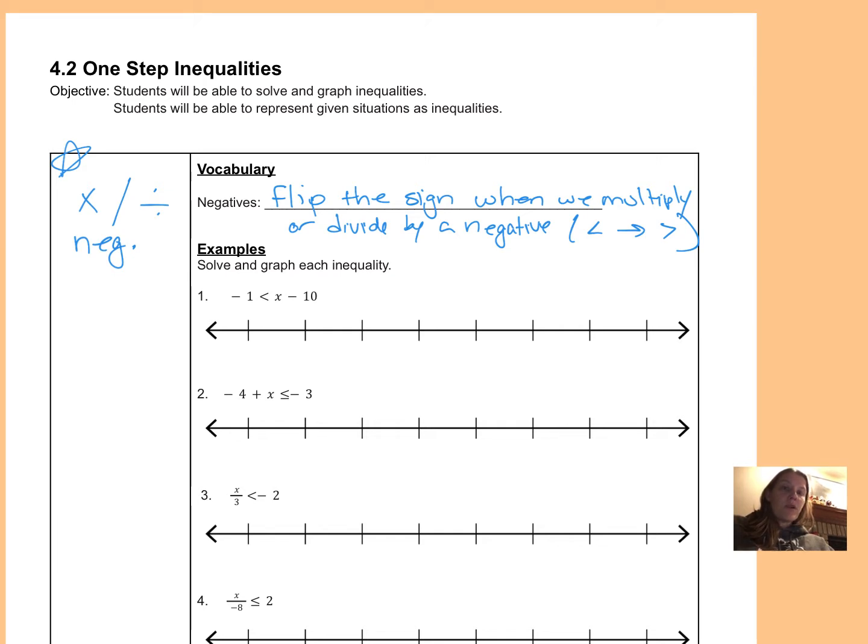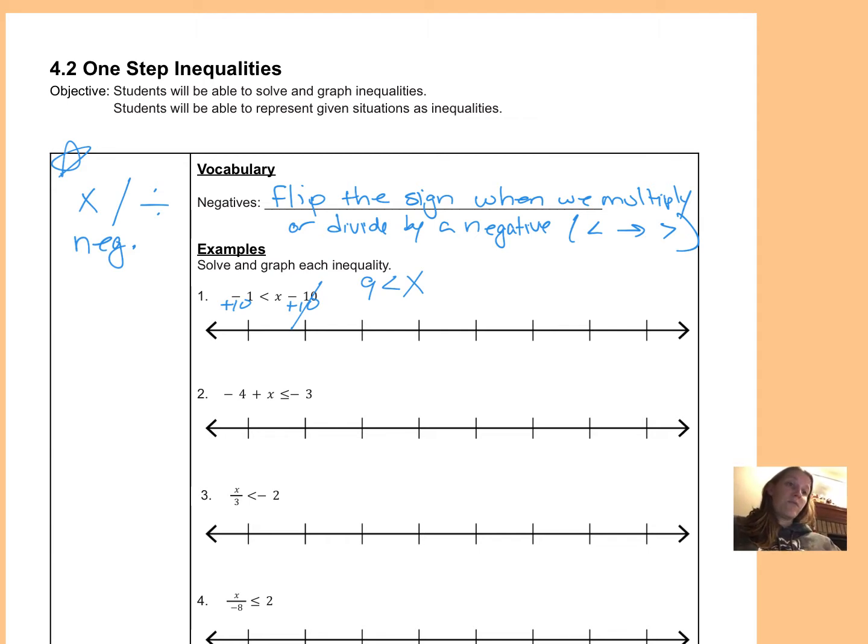So on number 1, I need to get rid of this minus 10. I need to isolate the variable, get the x by itself. And it's being subtracted by 10. The opposite is to add 10. Remember, we're trying to get these to equal 0. And negative 10 plus 10, that makes 0, so we say that it cancels. But if I add 10 to the right side, then I've got to also add 10 to the left side. Negative 1 plus 10 is 9. And then I bring over the sign. It's less than x.